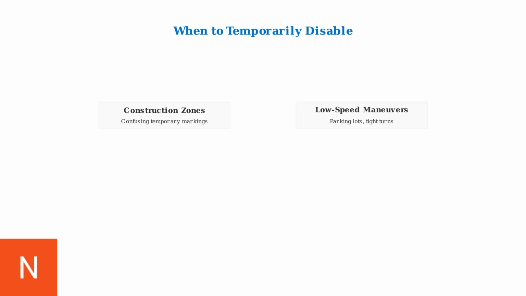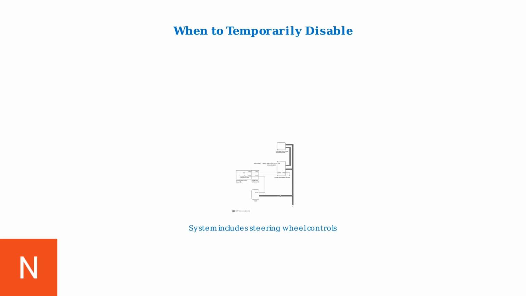with necessary lane changes. The lane assist system includes several components working together, including a forward recognition camera and steering pad switch assembly. The steering wheel controls are key to temporarily disabling the system. Now let's learn the simple process to temporarily disable lane assist using your steering wheel controls.